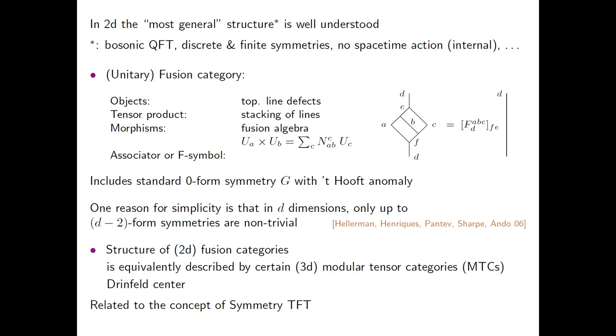Now, in two dimensions, why are things simpler? Well, perhaps one reason is that in D dimensions, only up to D minus two form symmetries are non-trivial. So in two dimensions, we only have zero-form symmetries, while when we go to higher dimension, we have more types of symmetries.